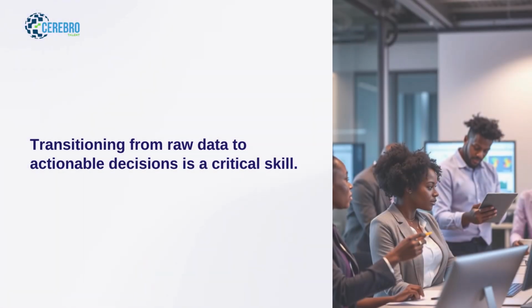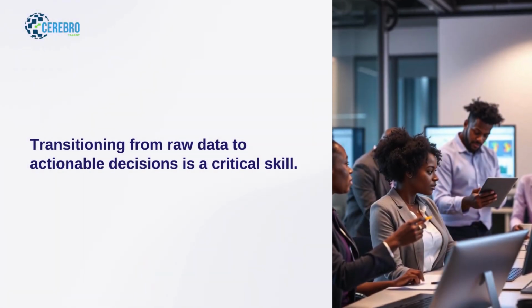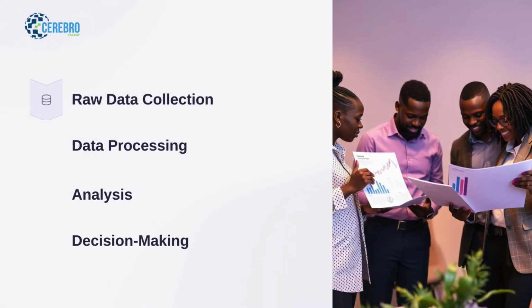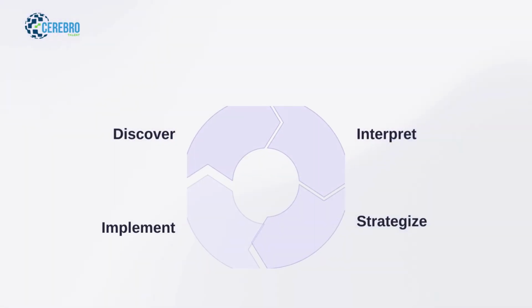Transitioning from raw data to actionable decisions is a critical skill. In this scene, we illustrate the step-by-step process of data interpretation leading to decision-making. With visual aids, including flowcharts and diagrams, you'll see how analysis translates into strategy.